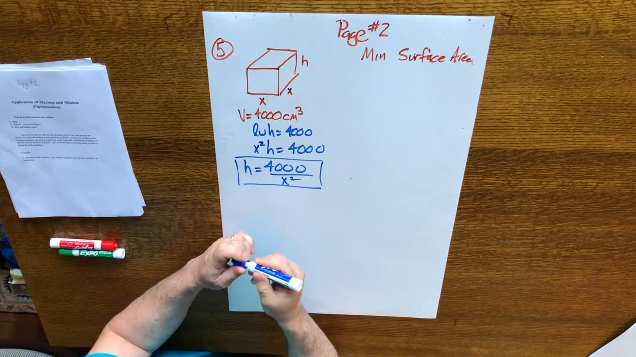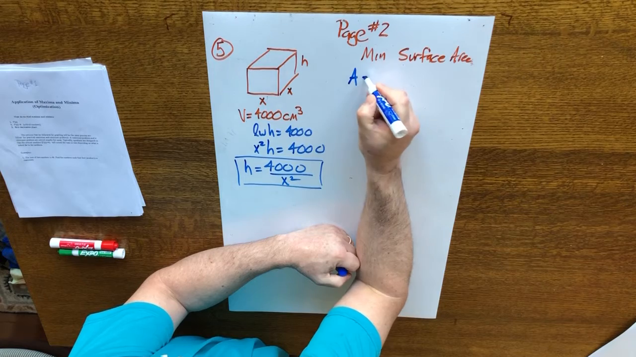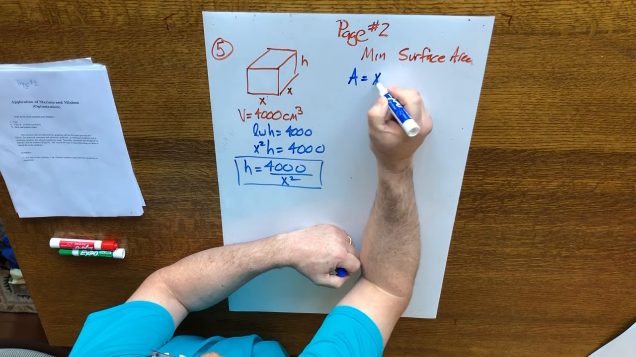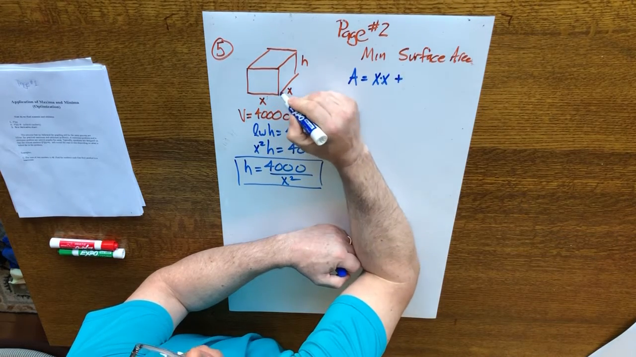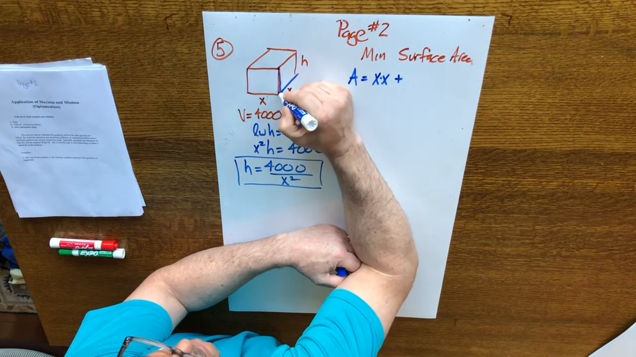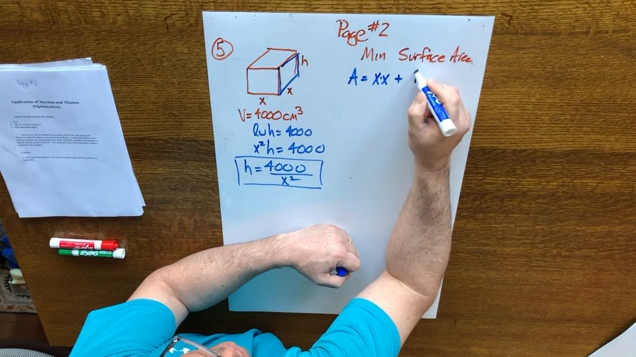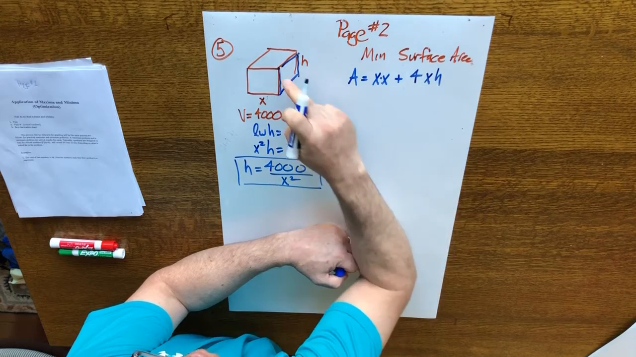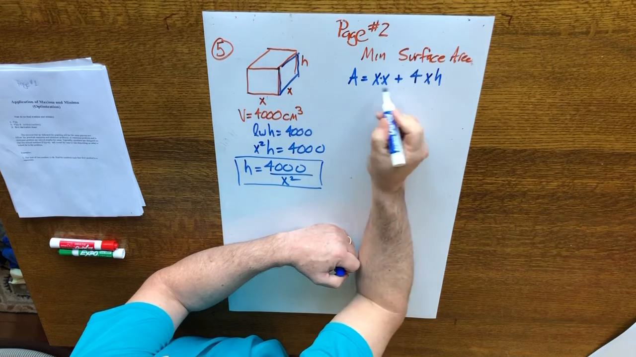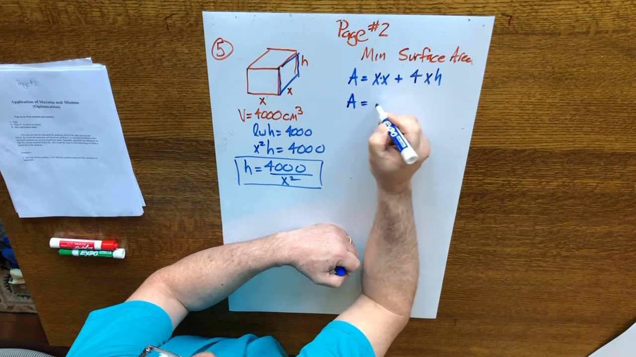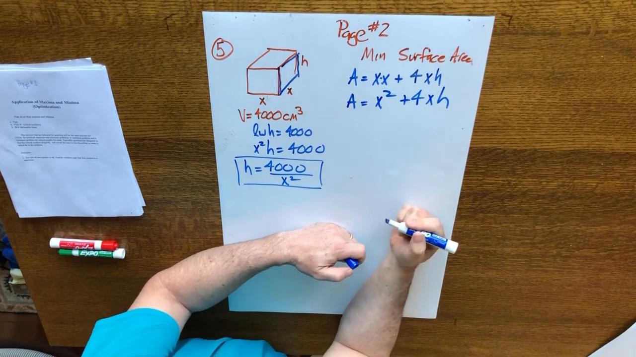Now in terms of the surface area, the box has only 5 sides. There's a square bottom, x times x, plus left, right, front, and back, which are all the same dimensions. They're all x times h. So there are 4 of those. There's the right side, the left side, the front, and the back. No top, so that's why it's only x squared. So here's our formula for surface area for this particular box.